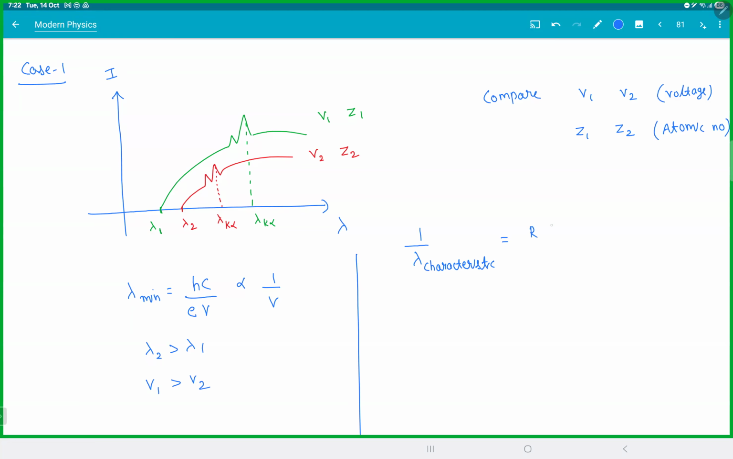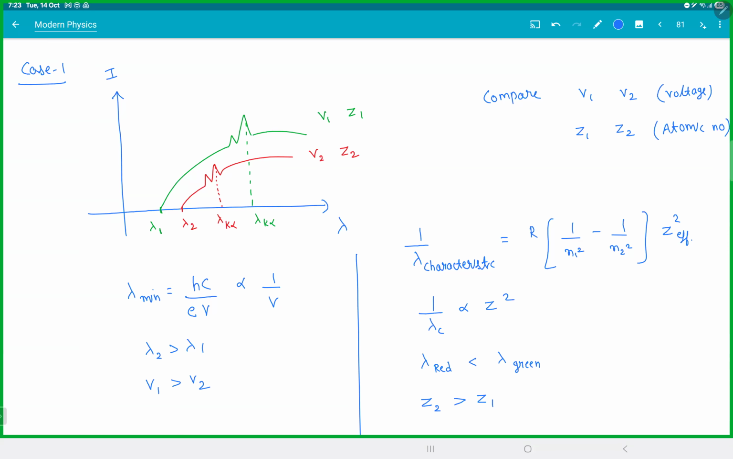This is given by R into 1 by n1 square minus 1 by n2 square into Z square. So you can clearly see 1 by lambda characteristic is proportional to Z square. Now, again, look at the K alphas. The red K alpha is more energetic than the green K alpha, so less wavelength. So lambda red is less than lambda green, and then the atomic number Z2 is greater than Z1.